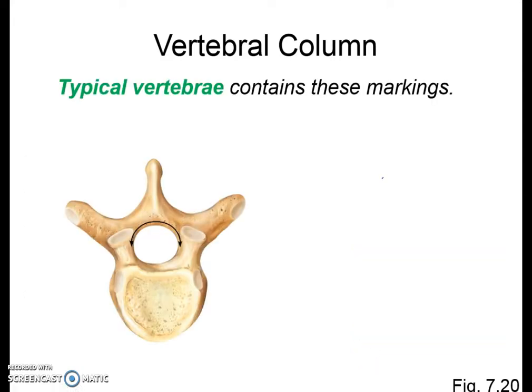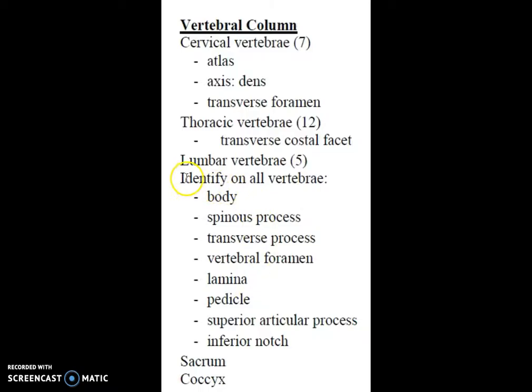All right, so now what we want to do is take one vertebrae, a typical vertebrae, and look for markings on the vertebrae. Markings are individual smaller features on the bone. So what we're going to do now is go through a typical vertebrae and locate all of the items on your list. So let's take a look at that list one more time. All right, so on your list, we're going to go through this section right here, which is identify on all vertebrae. So we're going to find all of these smaller markings or structures on a vertebrae. So the body, the spinous process, transverse process, vertebral foramen, lamina, pedicle, superior articular process, and inferior notch.